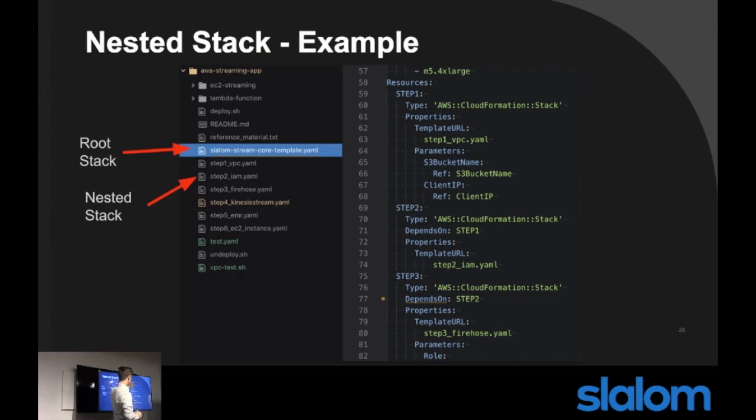Or if step 1's good and step 2 failed, then what would happen is it would do what's called a rollback, and it would remove step 2 and it would remove step 1. That way you don't end up with resources that are just sitting there stranded in your AWS account, adding cost. So now everything is collected as a unit together, all the different services.